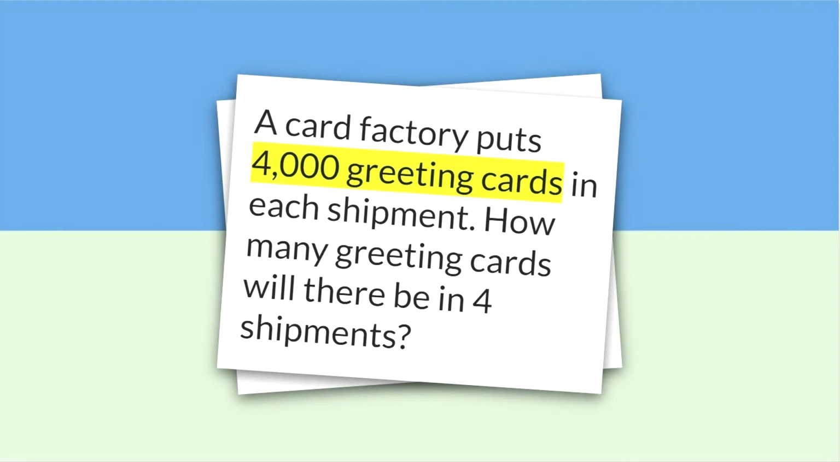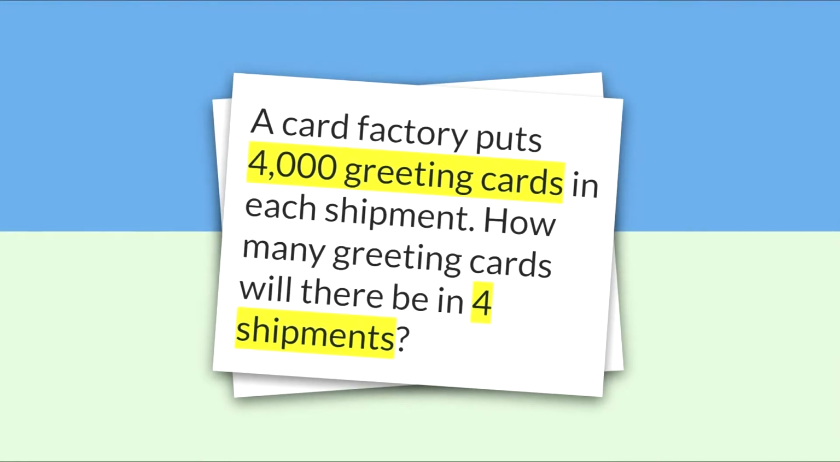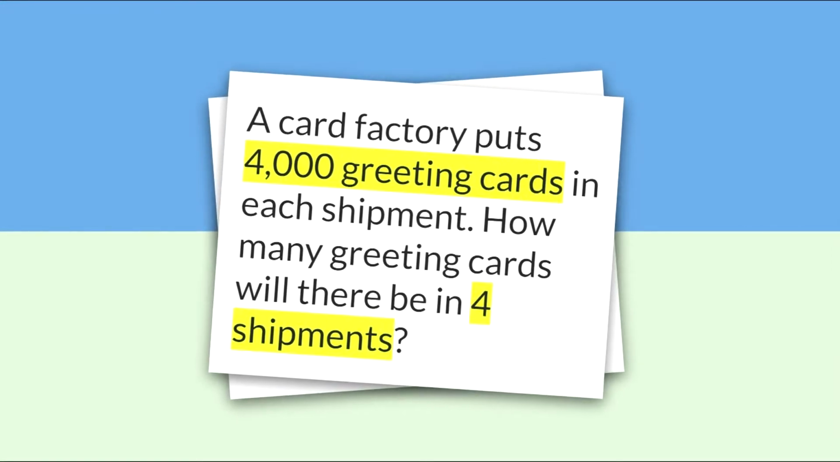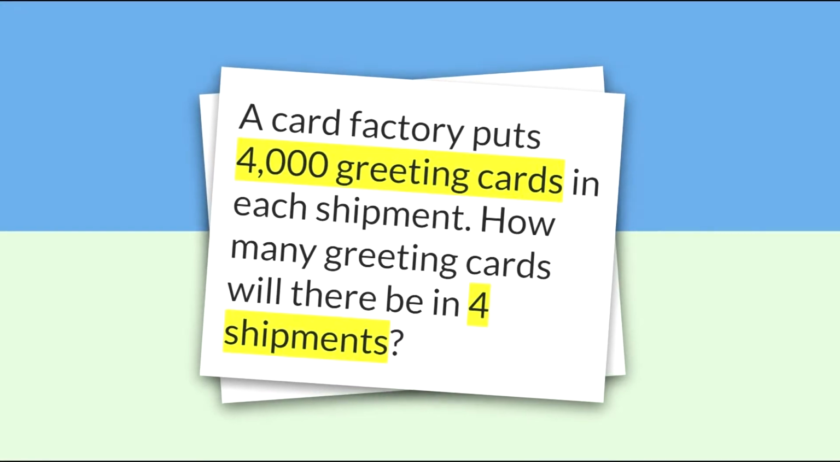So now all you have to do to decide if it's reasonable is, should the answer get bigger or smaller? If you think bigger, it's multiplication. If you say smaller, well, it has to be division. So let's look at this one more time. 4,000 greeting cards, 4 shipments. Can you add a shipment plus a greeting card? No. So now let's just look at it and say, should our answer get bigger or smaller?